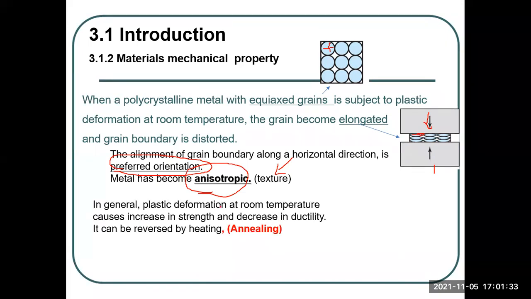Okay, so in general, plastic deformation at room temperature causes an increase in strength and a decrease in ductility. Once you have this, for some applications you may need this anisotropy, but for other applications you may not. So if you want to get rid of this and go back to something like this, you can use annealing. Reverse it by heating: you heat up, so the crystal goes through recrystallization, which means going back to something like this.